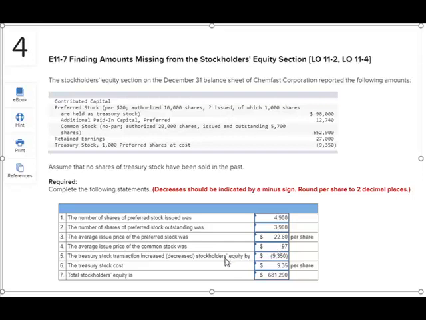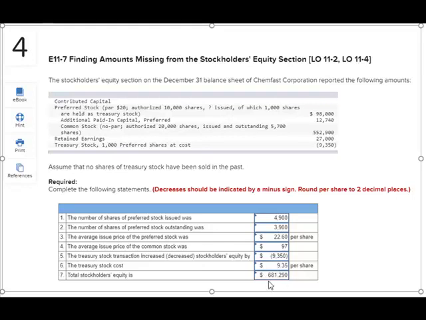Now, treasury stock, that decreases the total dollar amount of stockholders' equity by the cost of the treasury stock. And here's the cost right here. And so we're going to subtract that amount to get the decrease in the stockholders' equity balance. And be sure to put parentheses around that amount, or if you type in a minus sign, Connect will add the parentheses. The cost of the treasury stock is the total cost divided by the number of shares repurchased, and that's the cost per share.